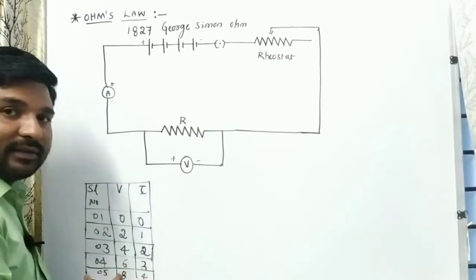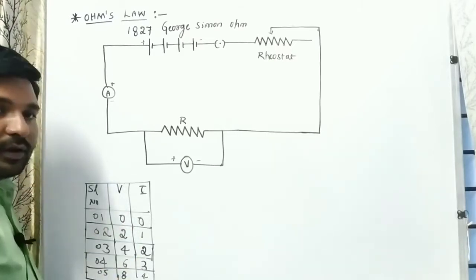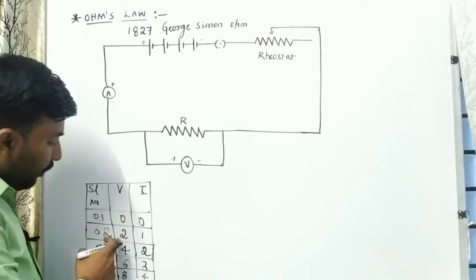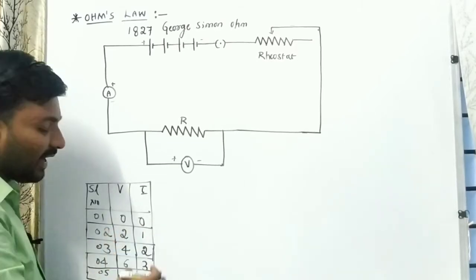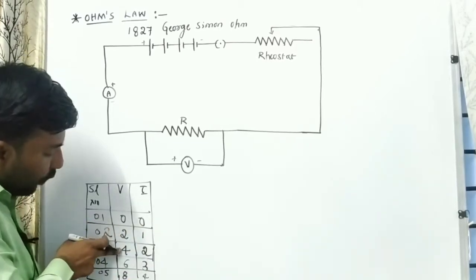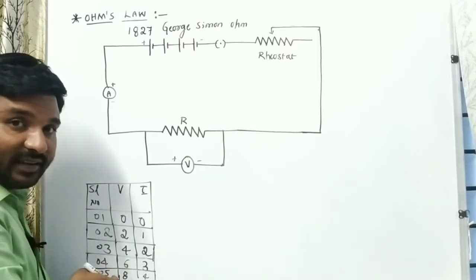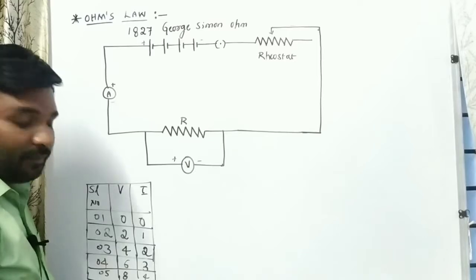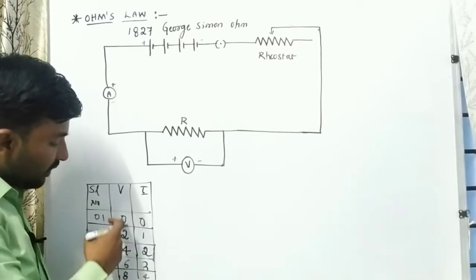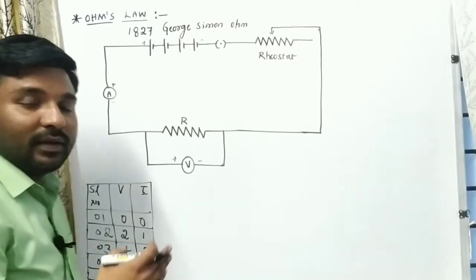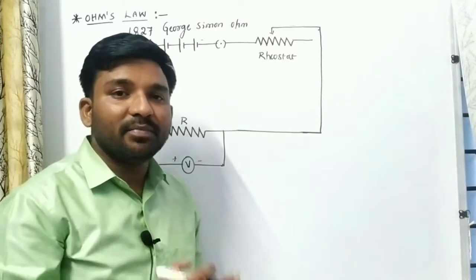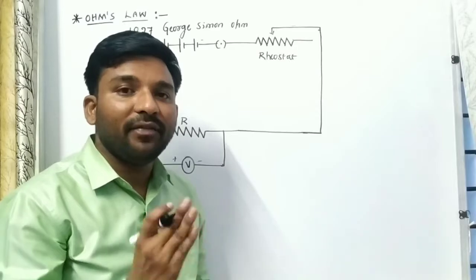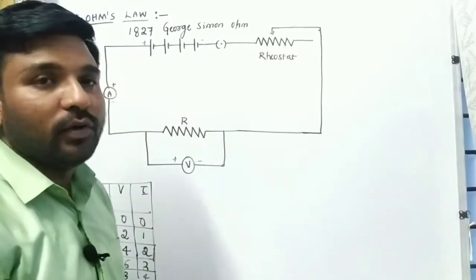Now look at these values, the voltage and the current. As the voltage is increasing, the current also increases. By looking at the observation of these values, George Simon Ohm has made a law. That law is a very famous law called Ohm's Law.